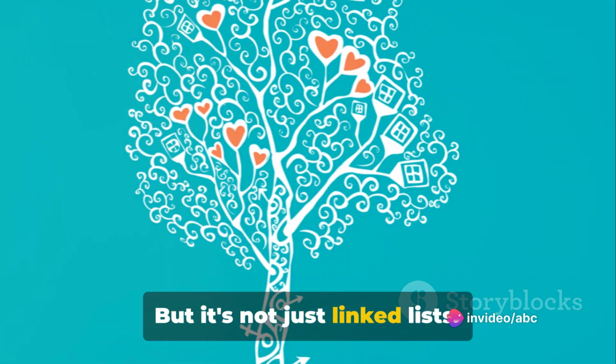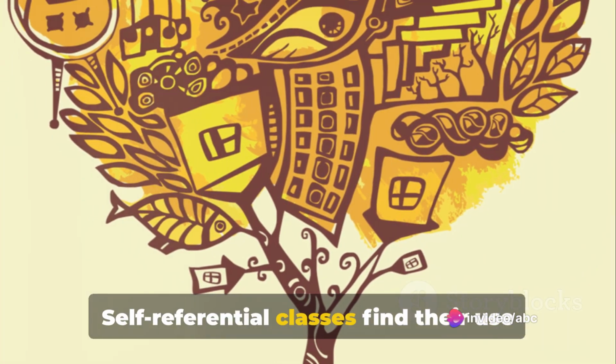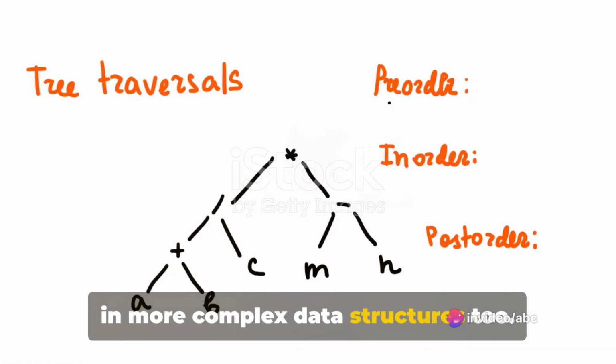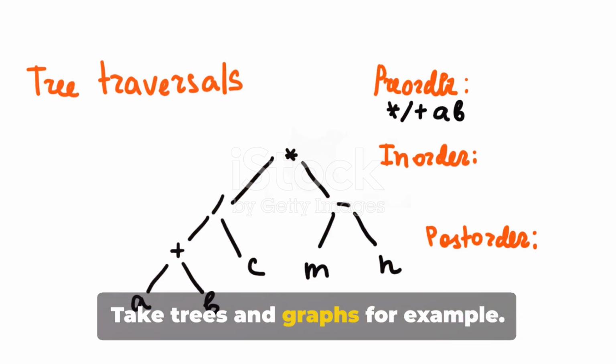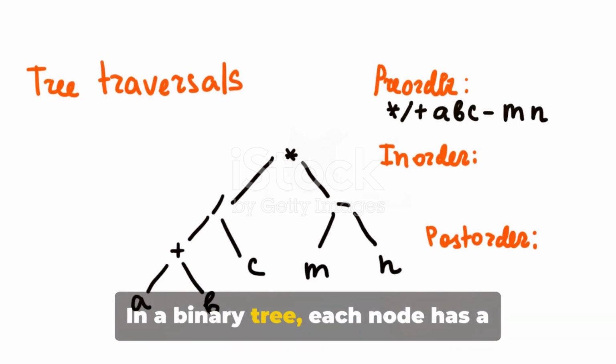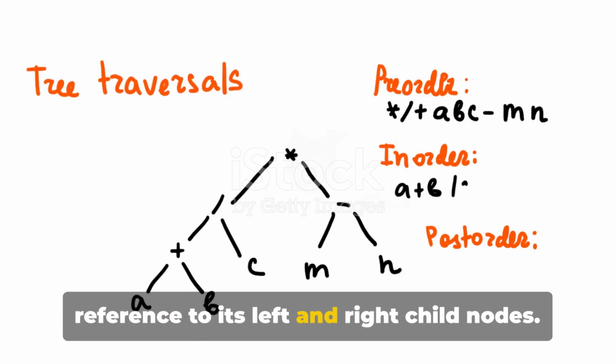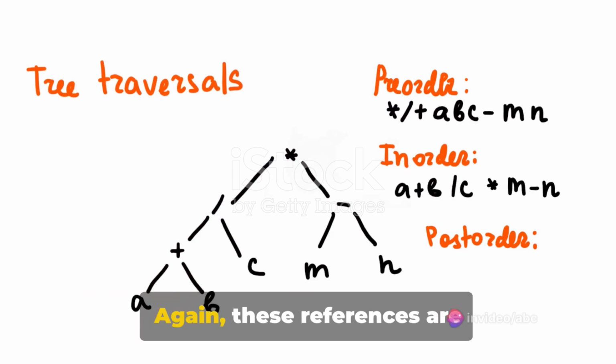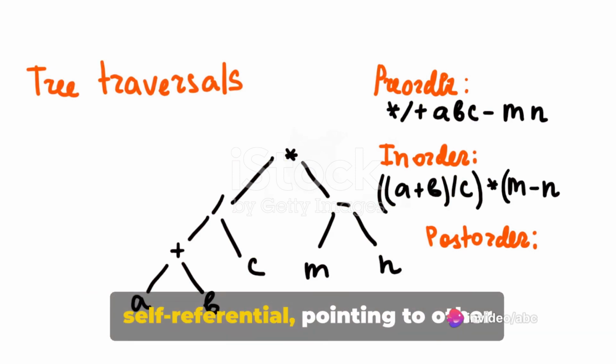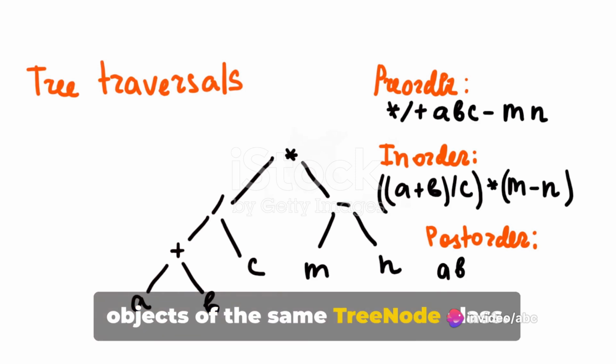But it's not just linked lists. Self-referential classes find their use in more complex data structures too. Take trees and graphs for example. In a binary tree, each node has a reference to its left and right child nodes. Again, these references are self-referential, pointing to other objects of the same tree node class.